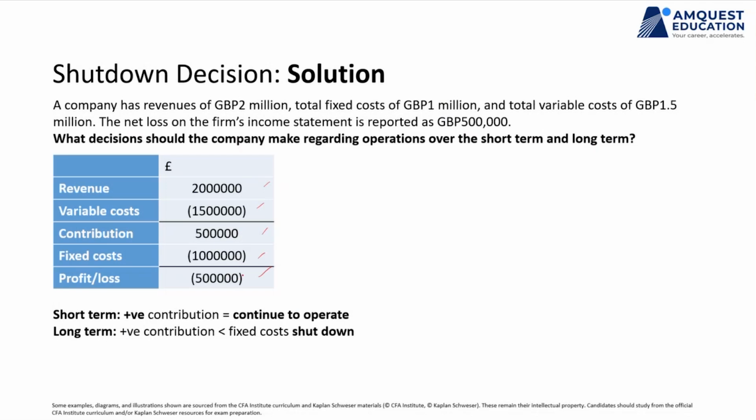Obviously, this is not a good situation to be in. Having a loss of 500,000, not a good situation. But this situation is okay because you're still making a positive contribution. Now remember, contribution covers your fixed cost and gives you profits, right? And fixed cost is a long run concept.